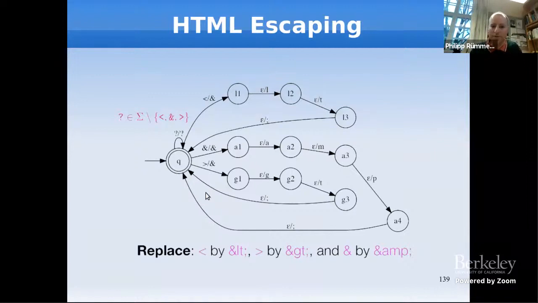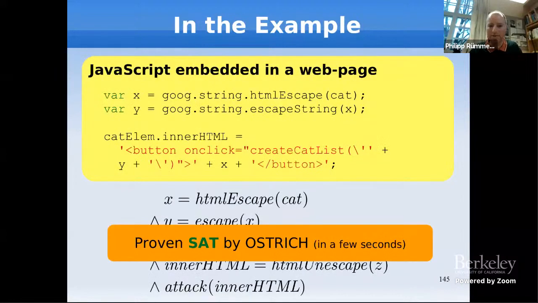This is only a small part of the transducer, though, because the actual escape will look at many more special characters. But essentially, we start from the initial state, and each time we are reading one of these special characters, we're just replacing the character with the HTML code, and then go back to the main state. And that is all we need to actually solve this example.